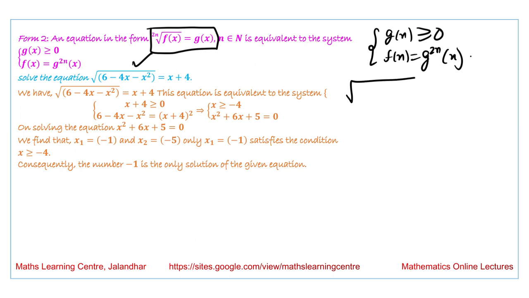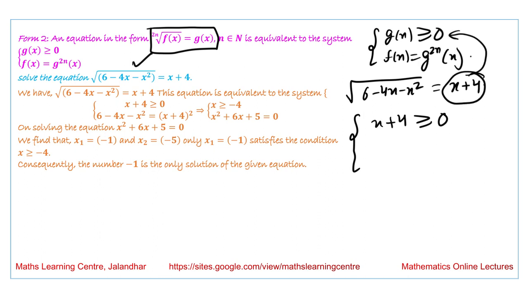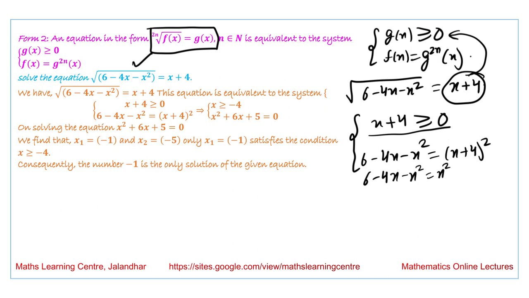So this system is given over here. We are talking about the square root of 6 minus 4x minus x square equals x plus 4. This system is equivalent to x plus 4 being greater than or equal to 0. This term should be greater than or equal to 0. Then if this condition holds, 6 minus 4x minus x square is equal to x plus 4 whole square. If we solve this, it is 6 minus 4x minus x square equals x square plus 16 plus 8x.